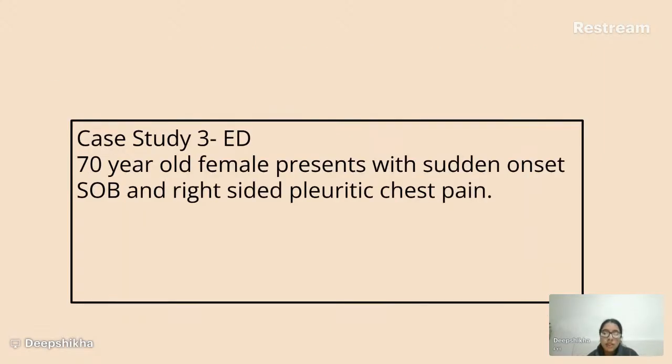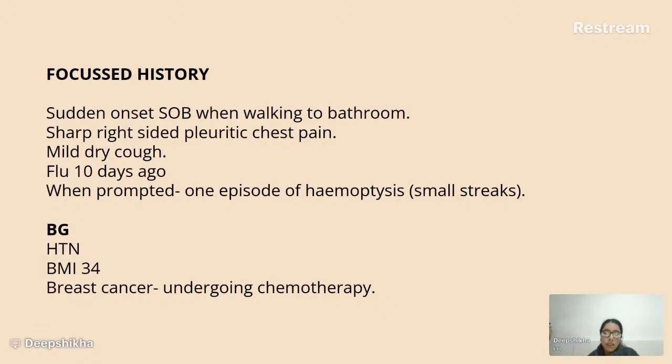And then we move on to this third case, which is in the ED. So this is, again, a 70-year-old female who presents with sudden onset shortness of breath and right-sided pleuritic chest pain in ED. You take a focused history. You find out that the shortness of breath was quite sudden when she was walking to the bathroom. And she's also saying that she's having pleuritic chest pain on the right side, which is very, very sharp, she said. Also having a dry cough.